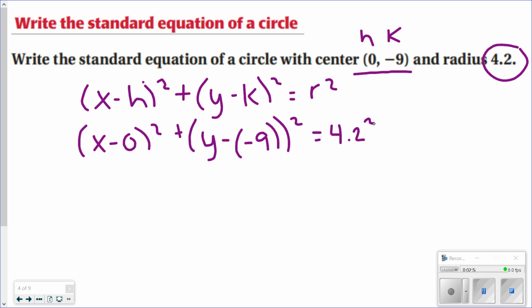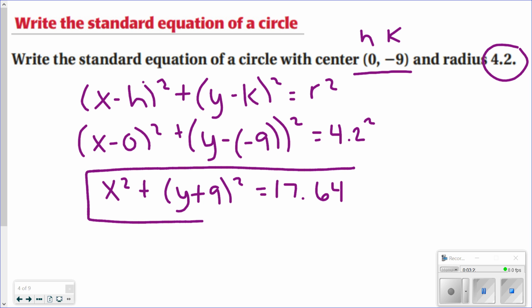So let's simplify. I don't need the 0 with the x minus 0, so I'm just going to keep that as x squared plus, if we have minus a negative, we know that that becomes a positive. So I now have (y plus 9), and I'm going to square that, is equal to 4.2 squared. We get 17.64. So here is my standard equation for my circle.